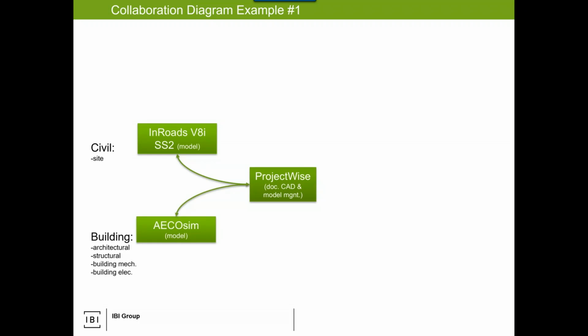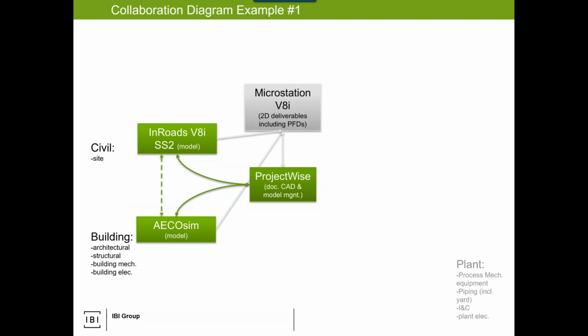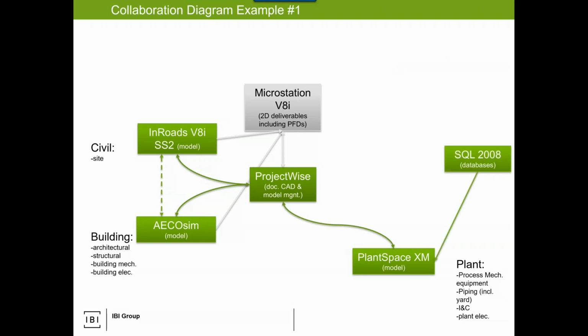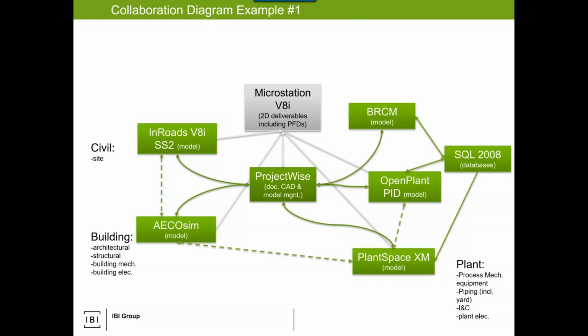I can't remember if I showed this yet, but this would be an example where I've got these are the applications we're using, and they're being shared into ProjectWise, the deliverable of MicroStation. And then I have my plant tools. So in the projects, I'm going to say, these are the applications being used. So notice what's happening there. I've got my building, my civil, and my plant. My plant has modeling and the P&ID, the diagrams. Has this SQL database in the background. And then this BRCM is a raceway tool.